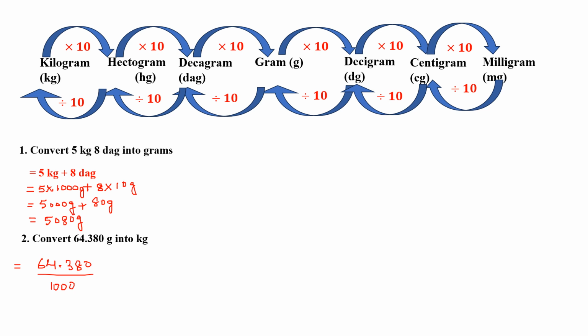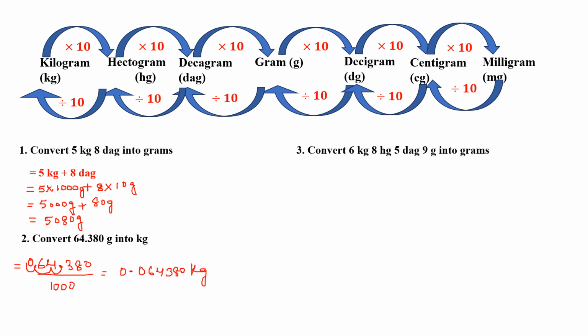Now decimal point is here, as it is division, you have to shift the decimal point to the left. How many times? Depending on how many zeros in the denominator. It has 3 zeros, so 3 times you have to shift it to the left. So 1, 2, but third digit is not there, so you have to put 0 and then you have to shift it. So the answer will be 0.064380 kilogram. So this is the answer.